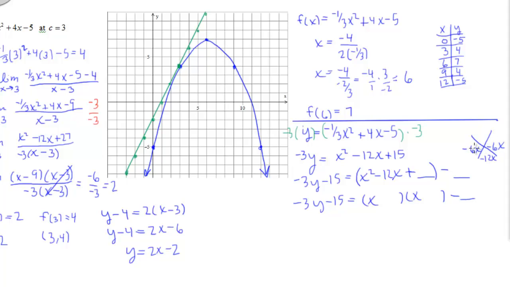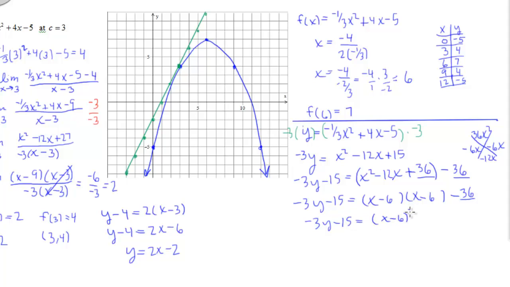So -12 divided by 2 gives me -6, and then the product of these is what goes in the blank. So to figure out what goes in the blank, you just take half of -12 to give you the -6, and then you square it to get the 36. So 36 goes in the blank, and then we need to subtract 36. So there's the subtract 36, and when this is in factored form, it's x minus 6 and x minus 6. And now that's the perfect square because they're both the same. So now all we have to do is clean this up, get it back to y equals form.